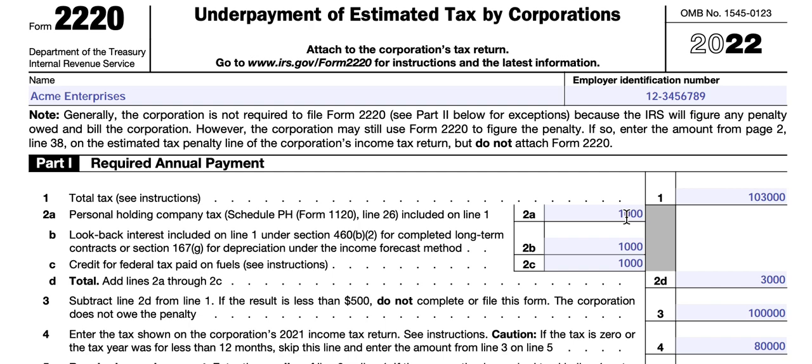So in line 2D, you add the total of these, either taxes paid or credits or interest, and then you're going to back them out and subtract that from the line 1 figure. So that's what we do in line 3, and we get to an even $100,000 of tax.